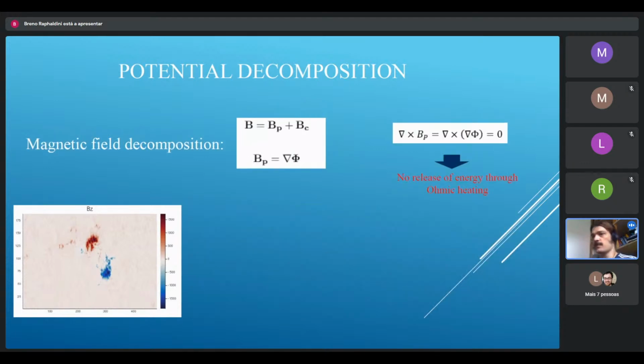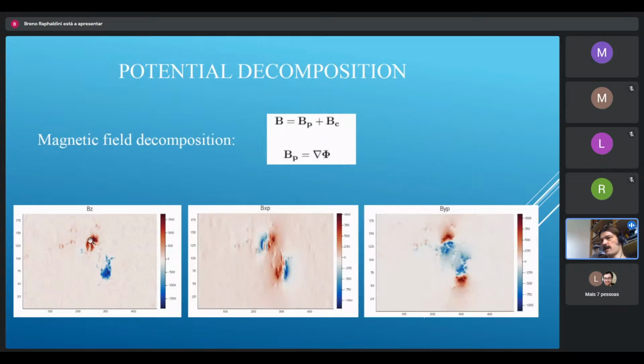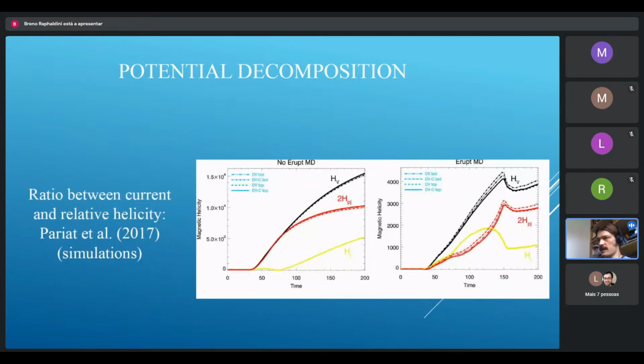So from our observations of the magnetic field, for instance, the radial magnetic field of the sun on solar active regions, we may reconstruct the potential field by solving a Laplace equation. So having this decomposition in hand, we can analyze the components of the magnetic helicity due to potential and current carrying parts of the magnetic field.